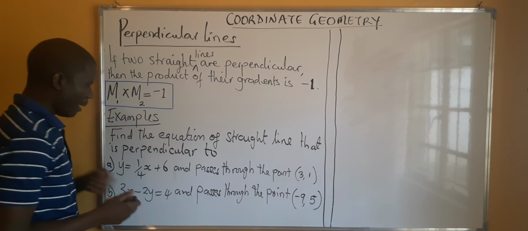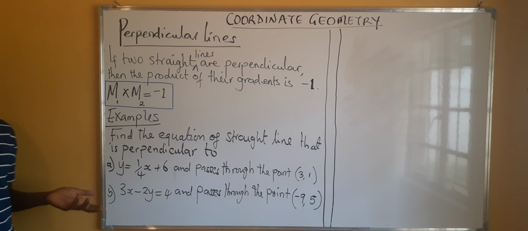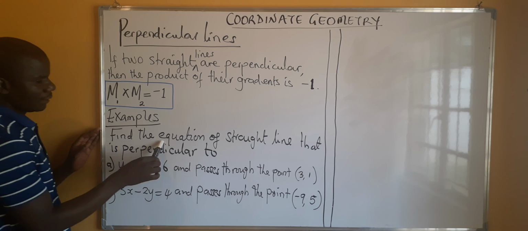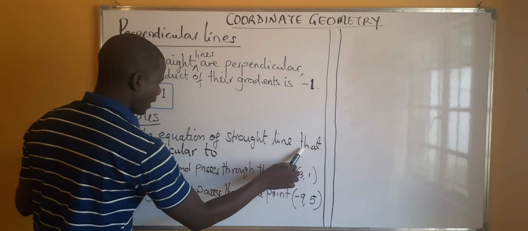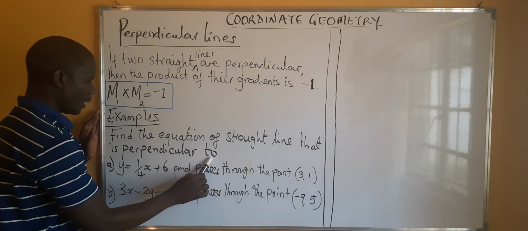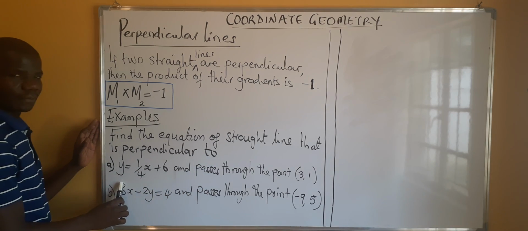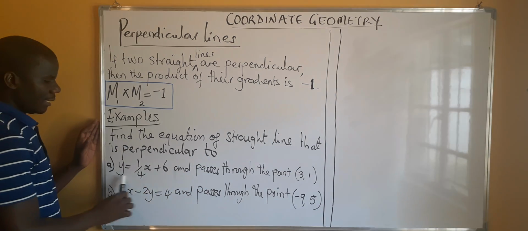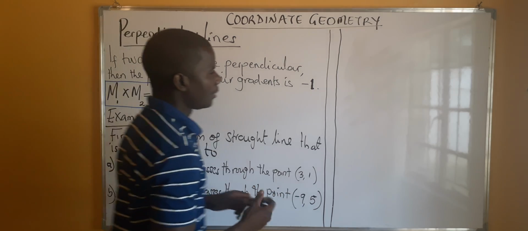Let us look at the examples. We have the first example. Let's find the equation of a straight line that is perpendicular to this equation, and it passes through this point.